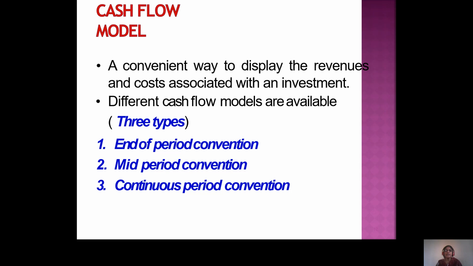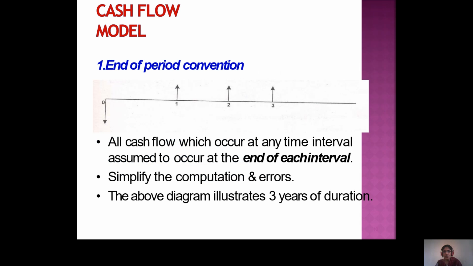What is end of period convention? All cash flows which occur at any time interval are assumed to occur at the end of each interval. When all cash flows that occur in a time interval are assumed to occur at the end of the period, it is called end of period convention.